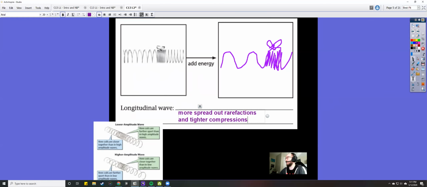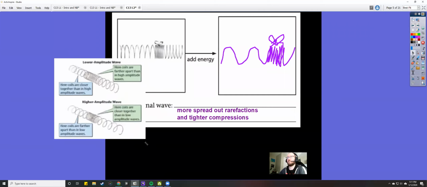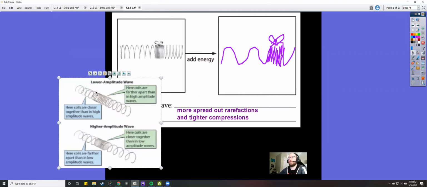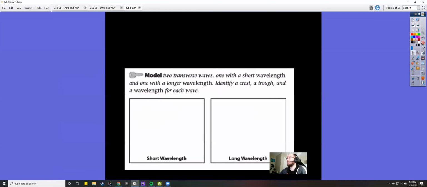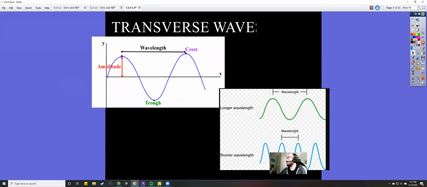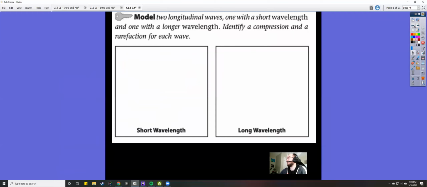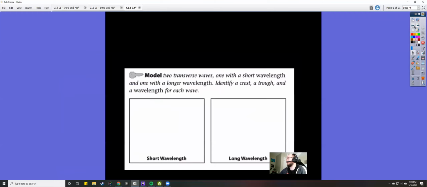You can see that here as well in this little diagram. Here's a lower amplitude longitudinal wave with middling rarefactions and compressions. But if you add more energy to that wave, then you're going to get more spread out rarefactions, and you're going to get longer and tighter compressions. All right, so now we're done talking about amplitude, and now we are going to talk about wavelength.